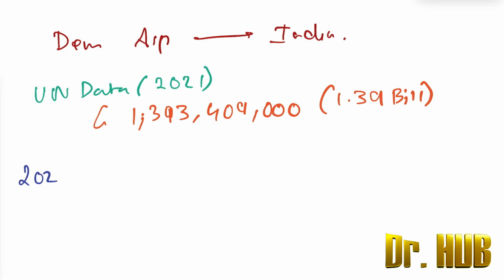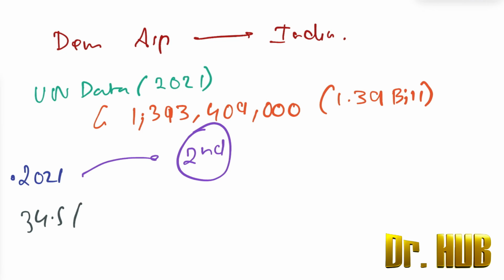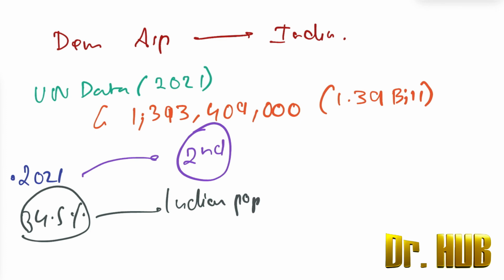And in 2021, India is ranked second in the list of countries with the highest population. So it is second in terms of the highest population. And almost 34.5% of the Indian population is urban.